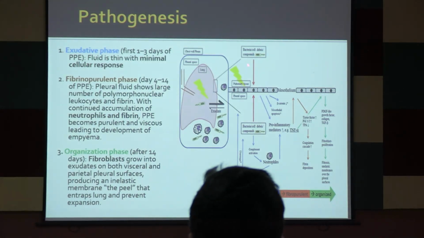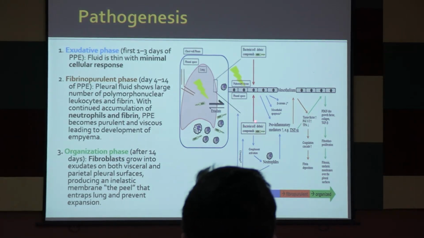This is the outer side, and this is the inner side. When there is infection by the organism, it causes damage of the pleural epithelium, that is the mesothelium. So there is damage of the epithelium and there is no cellular response within the 1 to 3 days.